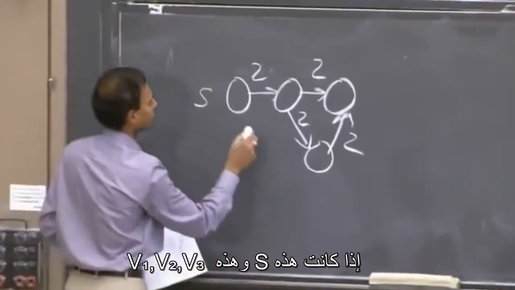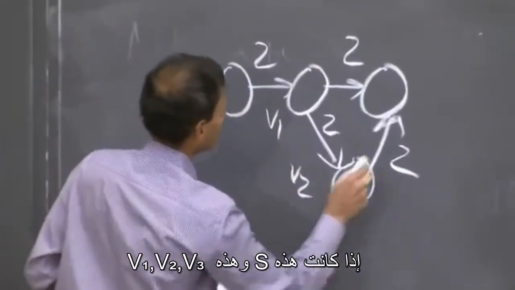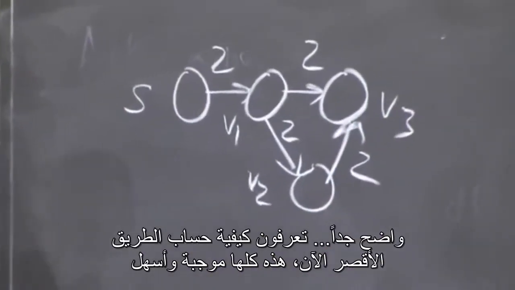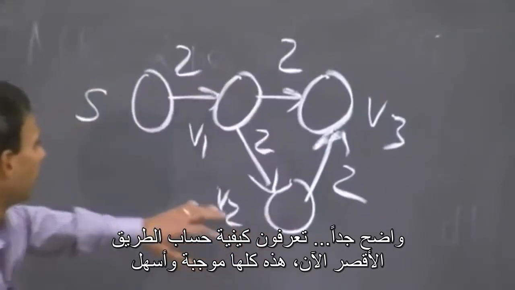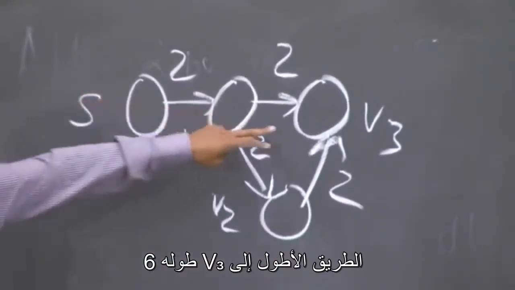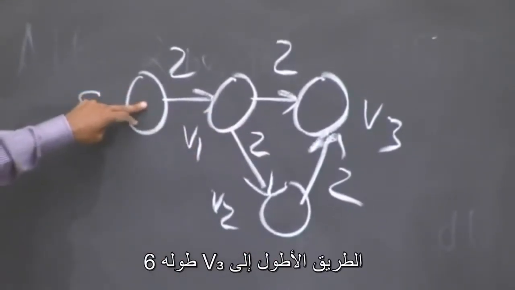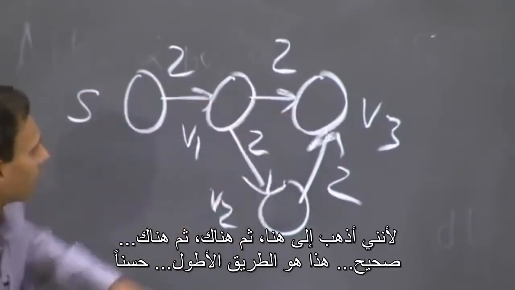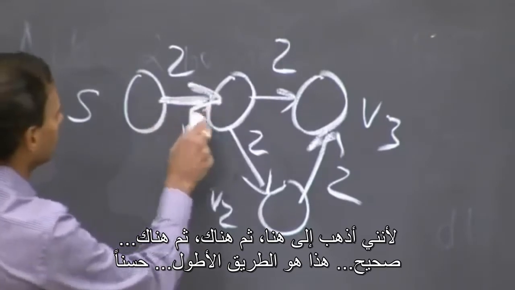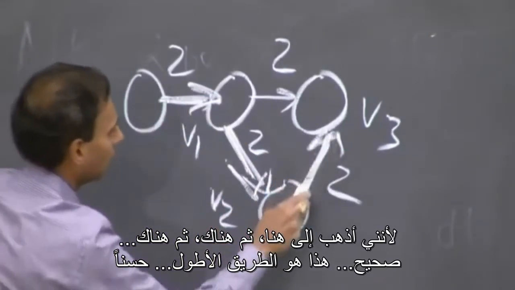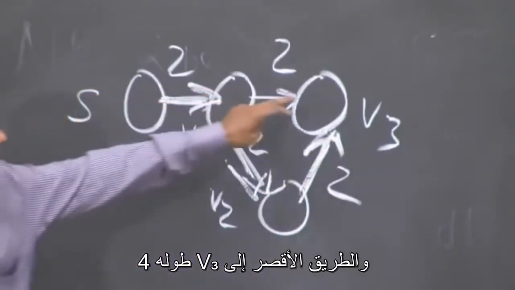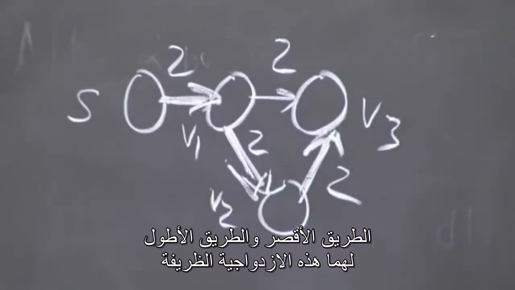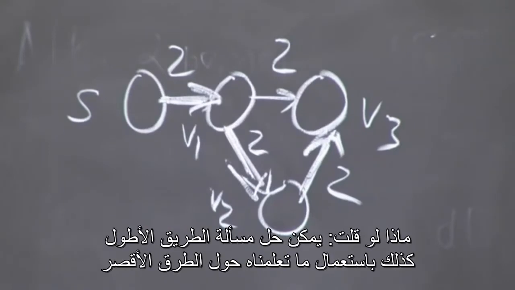So if this was S and this is V1, V2, V3, fairly straightforward. You know how to compute shortest paths now. These are all positive, even easier. The longest path to V3 is of length 6, because I go here, go there, and go there. Right? So that's my longest path. Okay? And the shortest path to V3 is of length 4. Okay? So shortest paths, longest paths have this nice duality.